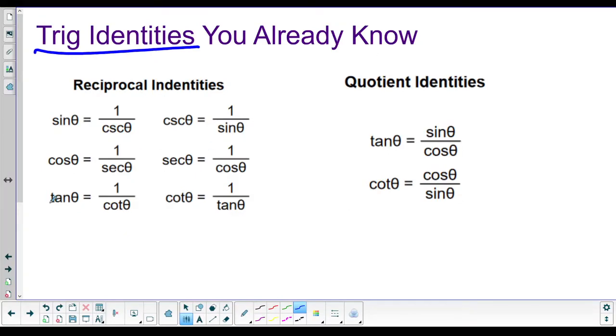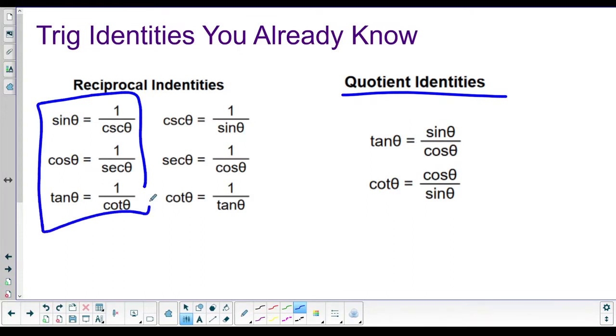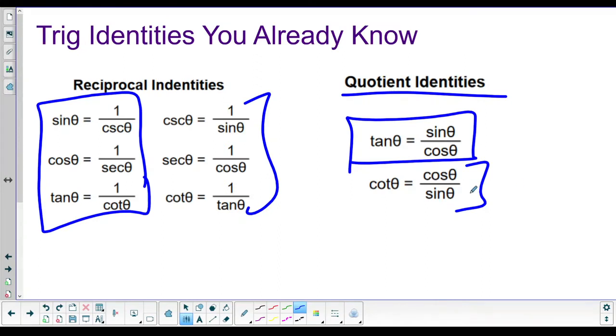So there are your reciprocal identities. There are also two known as the quotient identities, and this is just tangent of theta equals sine over cosine, and then the reciprocal, because 1 over tangent is cotangent, right? If you flip this one, it's just cosine over sine. So you've got your two quotient identities as well. So these are the 8 you should kind of already know. You probably know these ones, and then you can figure out the other 4 by just flipping everything upside down, right? So those aren't too bad. You probably already have them down.